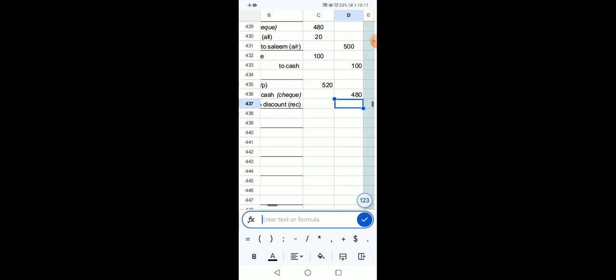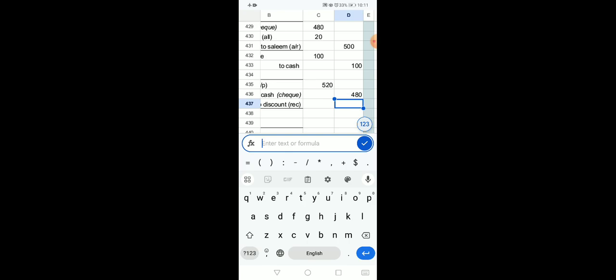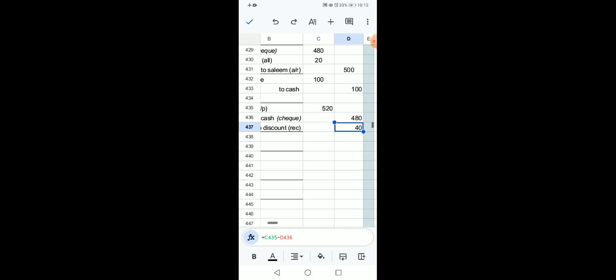But how would we calculate the discount? As usual, we will apply simple accounting principle where debit side is always equal to credit side. On debit side we have 520. On credit side we have only 480. How would we calculate the deficient amount? We will subtract amount of credit from amount of debit. Amount of debit is 520. Now you will subtract amount of credit which is 480, and here you have the deficient amount which is 40 rupees. In this way you have completed your entry number 25.